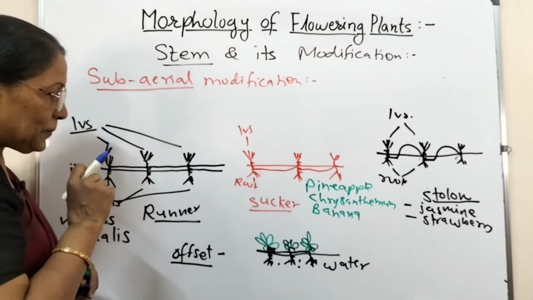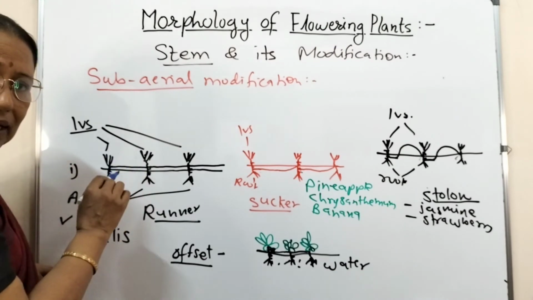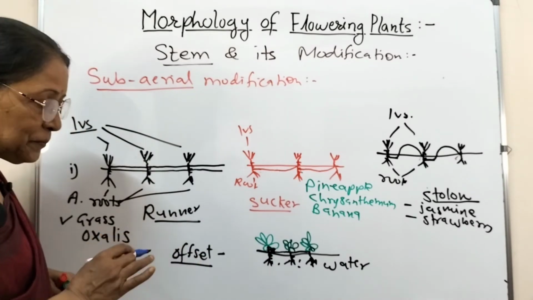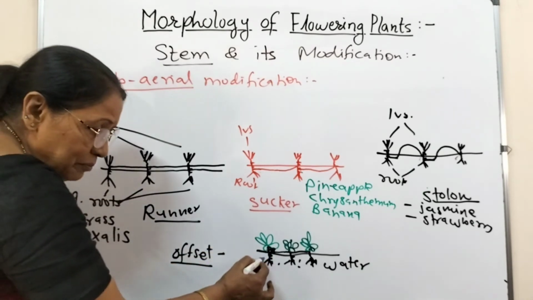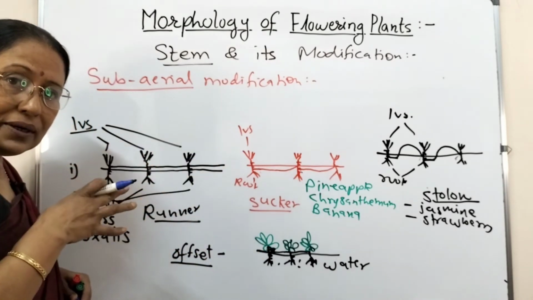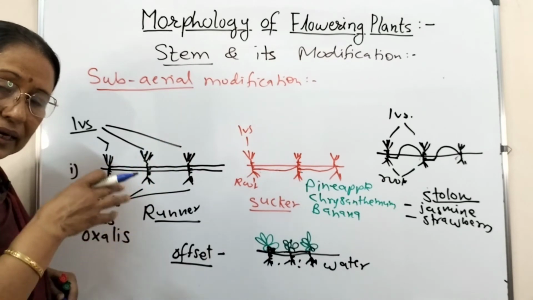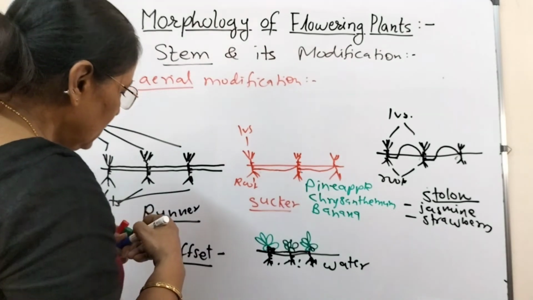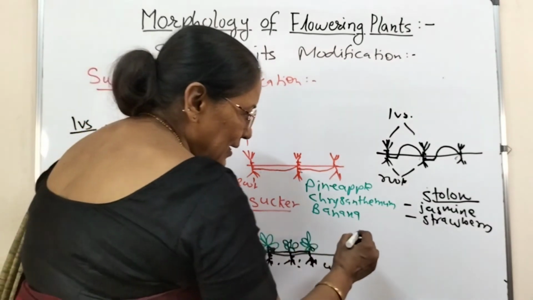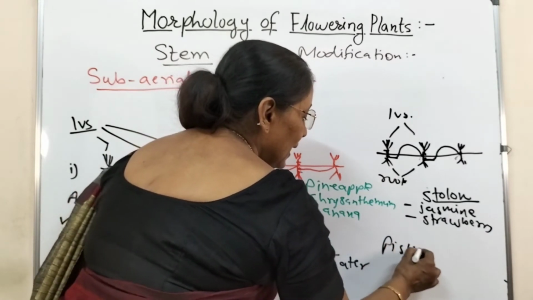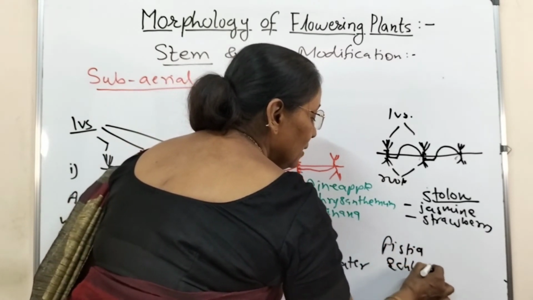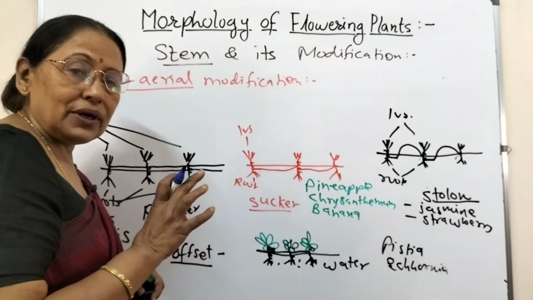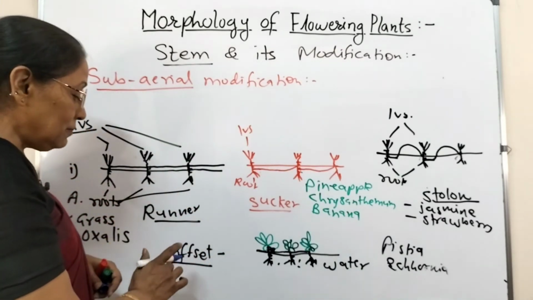There is one more difference. Here in runner only a single lateral branch is coming out. Here also, I have drawn one lateral branch to show you the structure. But in case of offsets, many lateral branches come out at the same time, running in all the directions. This is the difference between offset and runner. The example of this offset is Pistia and Eichhornia. Eichhornia, you know it as water hyacinth. So Pistia and water hyacinth, that is Eichhornia, are the examples of offset.